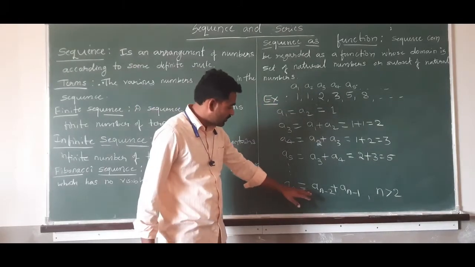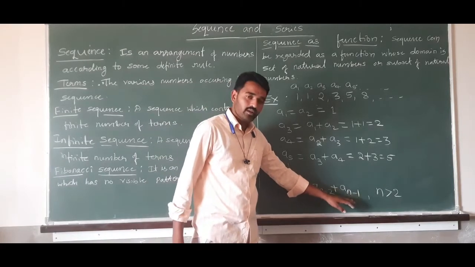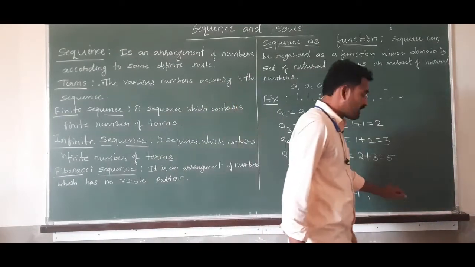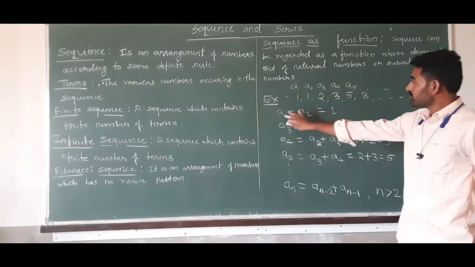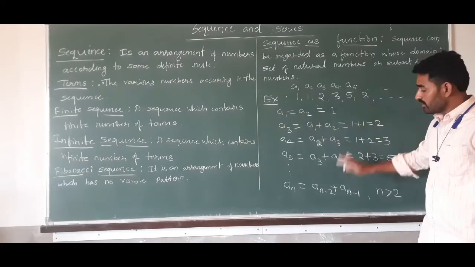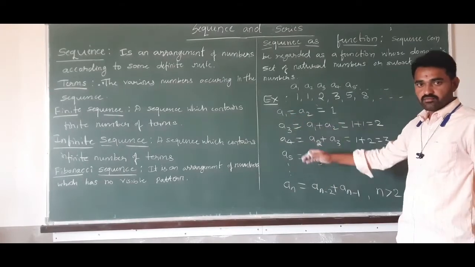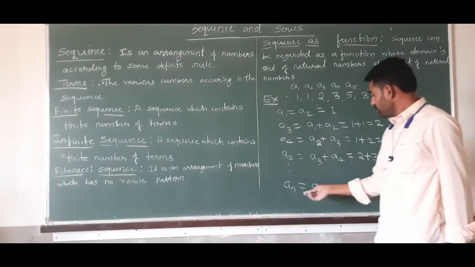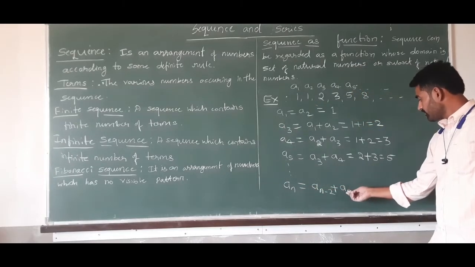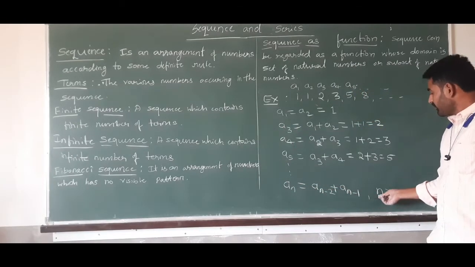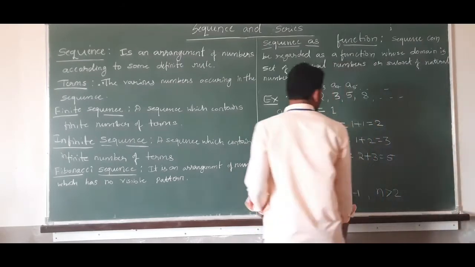So An is equal to A of n minus 2 plus A of n minus 1 if n is greater than 2. Because the first two terms are the same, this is applicable for the third term and the continuing terms. Alright, so this is the Fibonacci sequence.